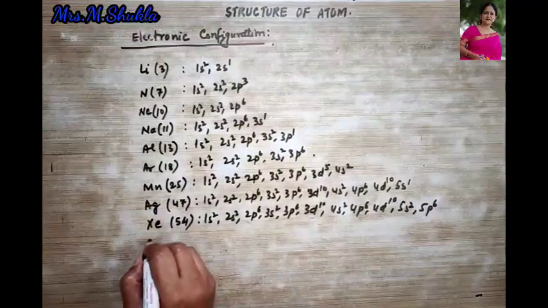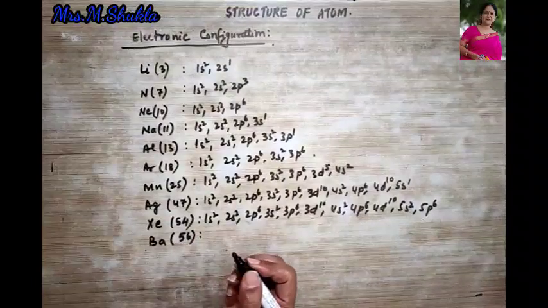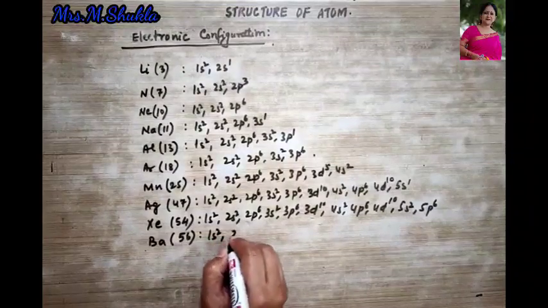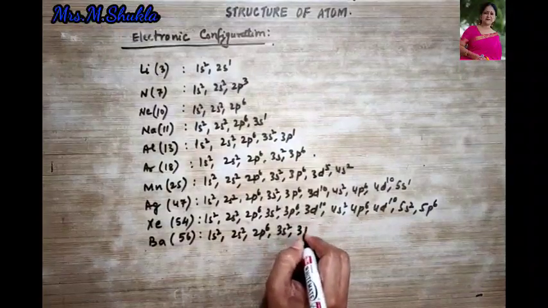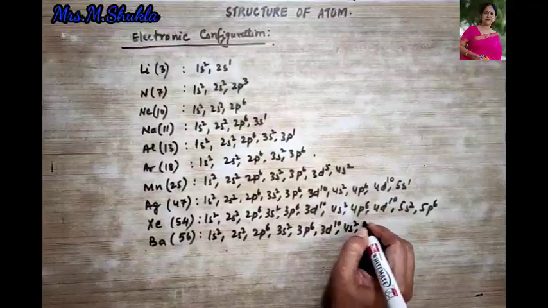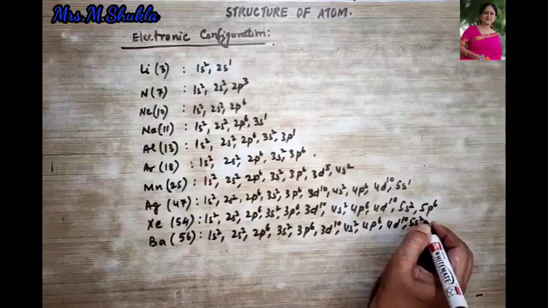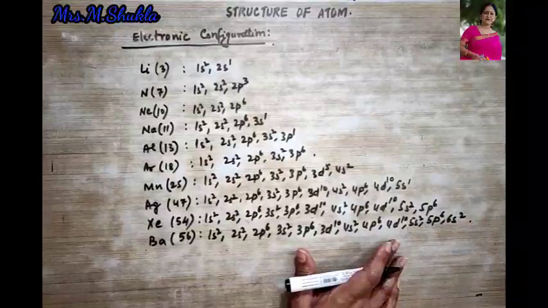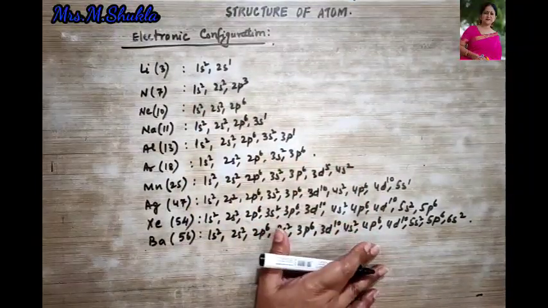Okay, let's take one more. Barium. Barium atomic number is 56. Okay, so let's do the configuration of it. 1s2, 2s2, 2p6, 3s2, 3p6, 3d10, 4s2, 4p6, 4d10, 5s2, 5p6, 6s2. So I hope you have understood how to do the electronic configuration.